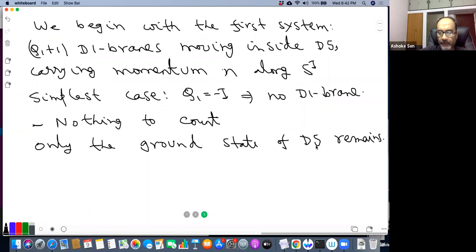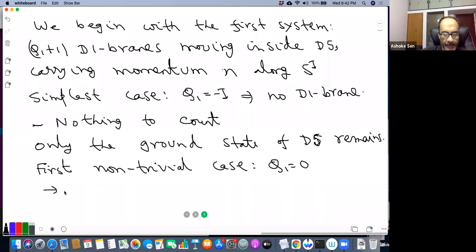Now, let me remind you that D5 itself, of course, has its own oscillations, but those go into system 2, right? The overall motion of the D1-D5 system in the Kaluza-Klein monopole in the Taub-NUT space goes into system 2. So here in system 1, we just have the ground state of D5 remaining, so nothing to count. The first non-trivial case is really Q1 equal to 0. That's a single D1 brane.